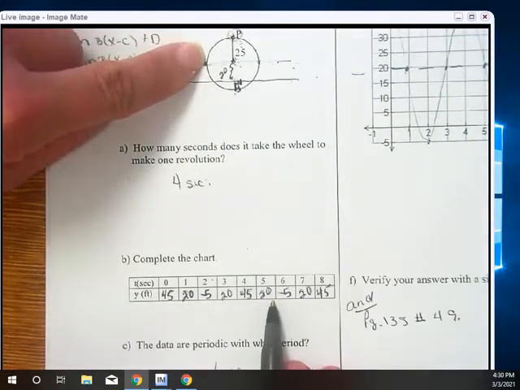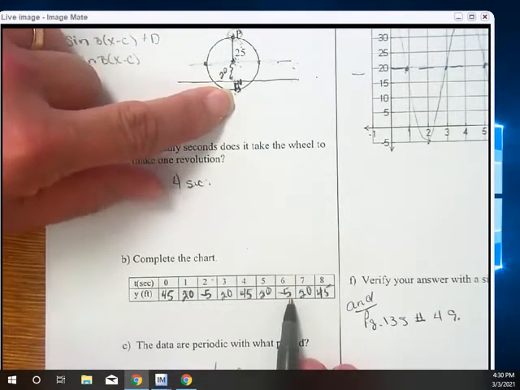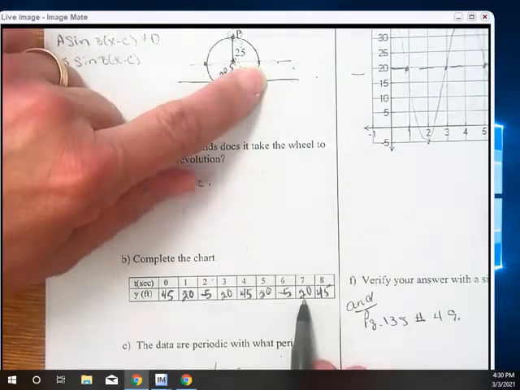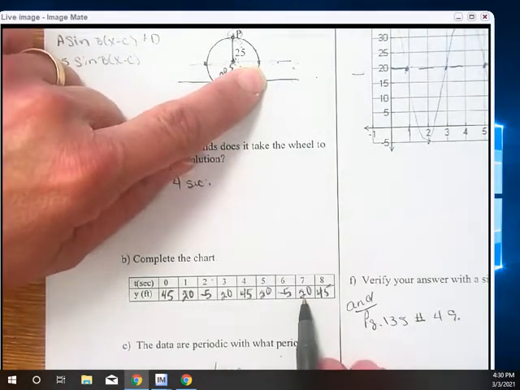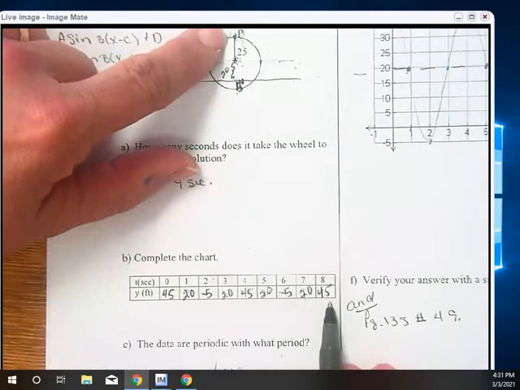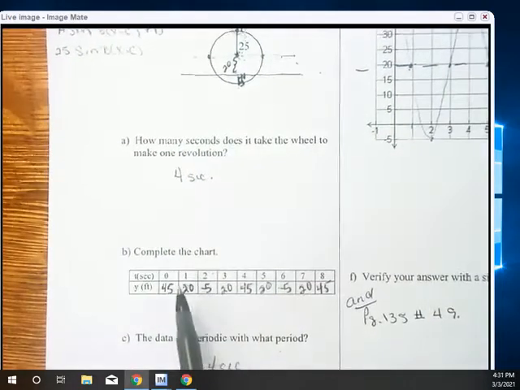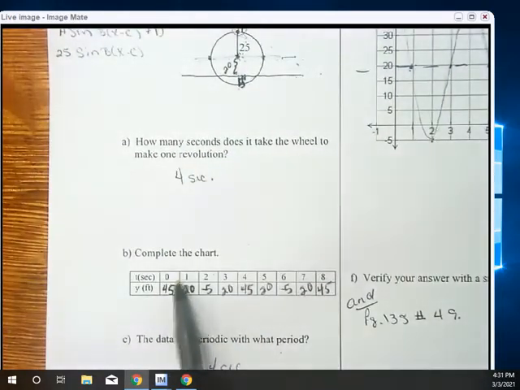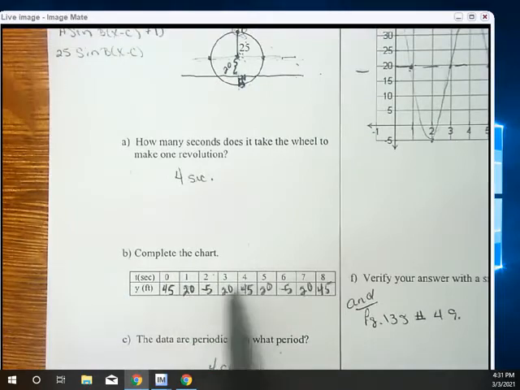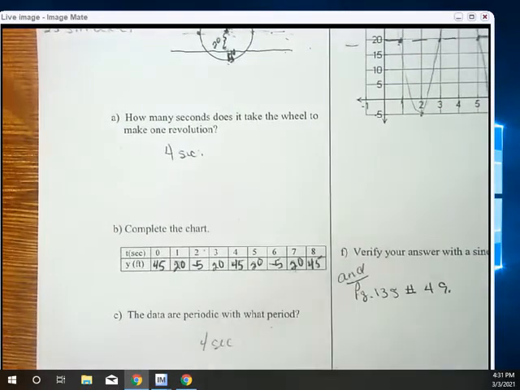At 5, I'm back to 20. At 6, I'm 5 feet below. At 7 seconds, I'm back to 20. And then at 8, I'm at 45. If you're looking at the chart, you can see that every 4 seconds, I have repeated. So the period is 4 seconds.